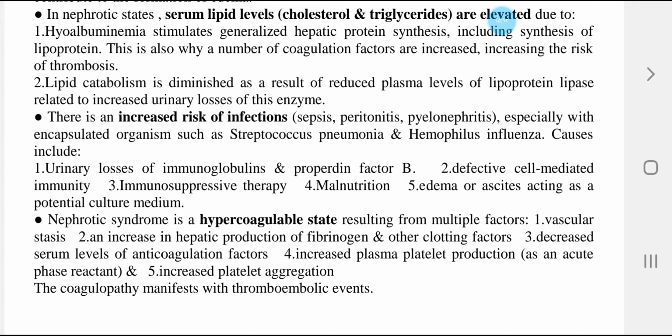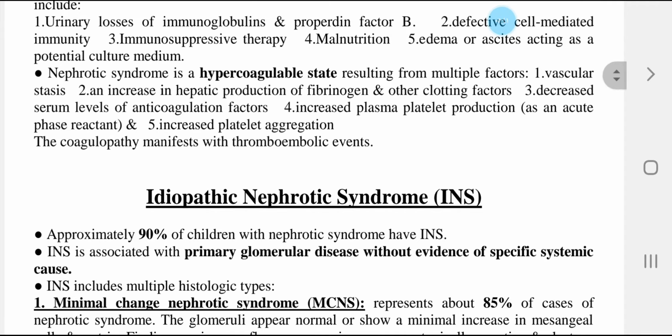Nephrotic syndrome is a hypercoagulable state resulting from multiple factors. 1. Vascular stasis. 2. An increase in hepatic production of fibrinogen and other clotting factors. 3. Decreased serum level of anticoagulant factors. 4. Increased platelet production as an acute phase reactant. And 5. Increased platelet aggregation. The coagulopathy manifests with thromboembolic events.